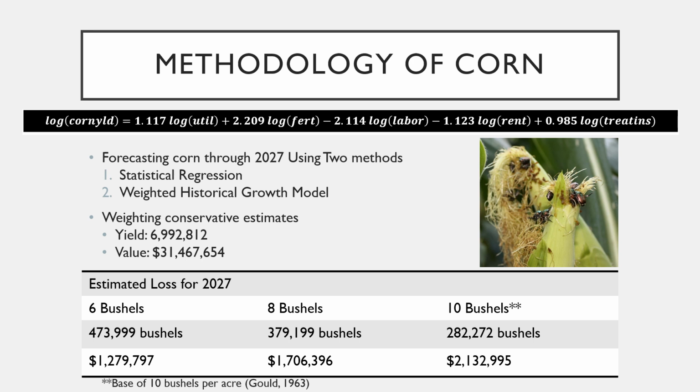The worst-case scenario at a loss of 10 bushels per acre equates to losses of $2,132,995. At 8 bushels, $1,706,396, and at 6 bushels, $1,279,797.